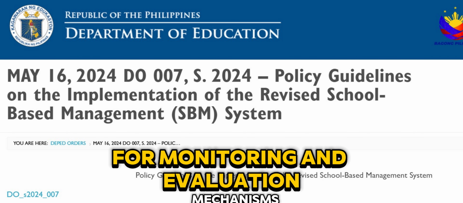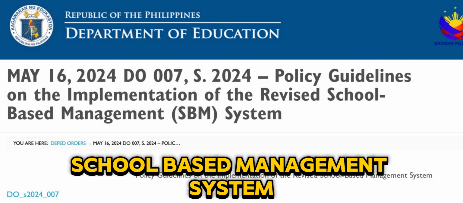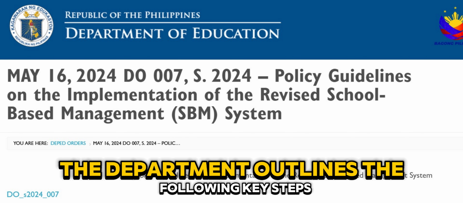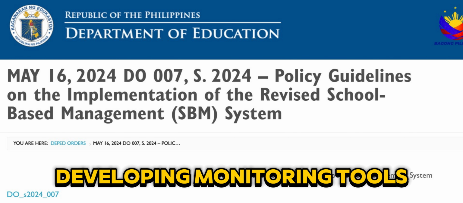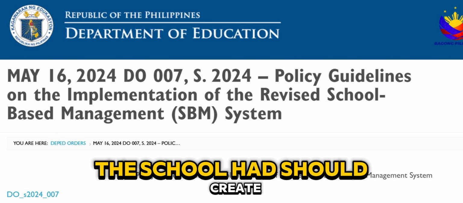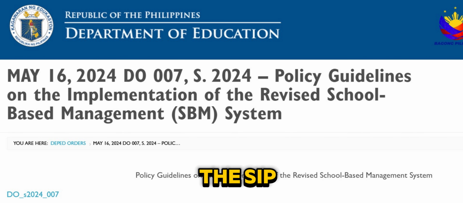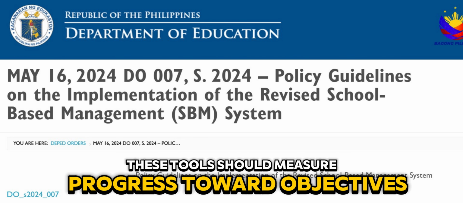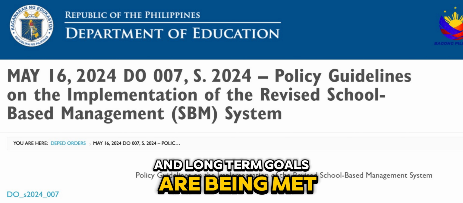4. Monitoring and evaluation mechanisms. To ensure the success of the revised school-based management system, continuous monitoring and evaluation are essential. The department outlines the following key steps for effective monitoring and evaluation. Developing monitoring tools. The school head should create or adopt tools to track the implementation of the SIP and other management activities. These tools should measure progress toward objectives and ensure that both short-term and long-term goals are being met.